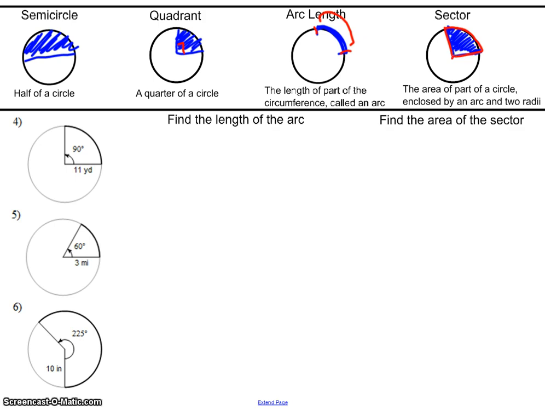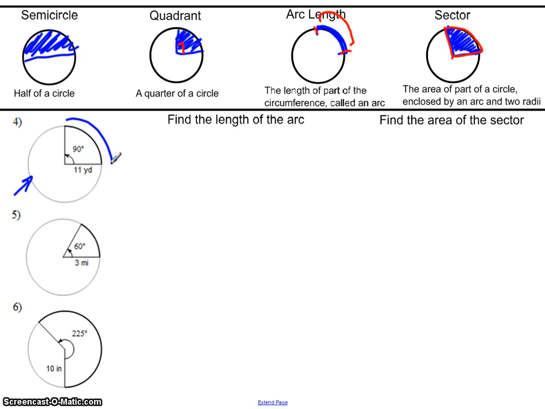So how do we go ahead and find the length and area of just part of a circle? Well, it's actually not that bad. All you have to do is a little bit of dividing. I'll walk you through the first one. Find the length of the arc in number 4. So we're trying to figure out how long that part of the circle is.